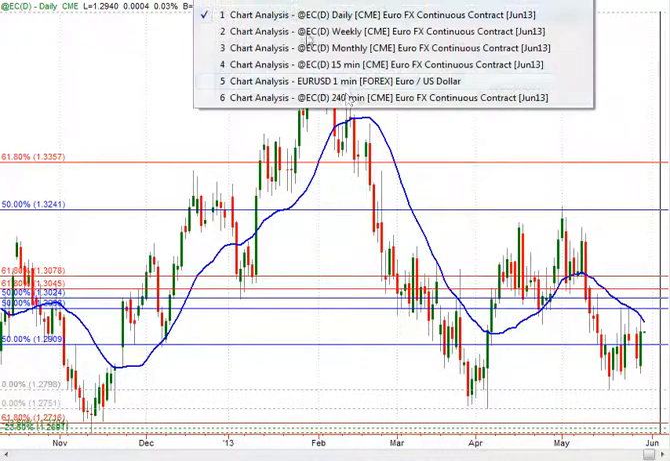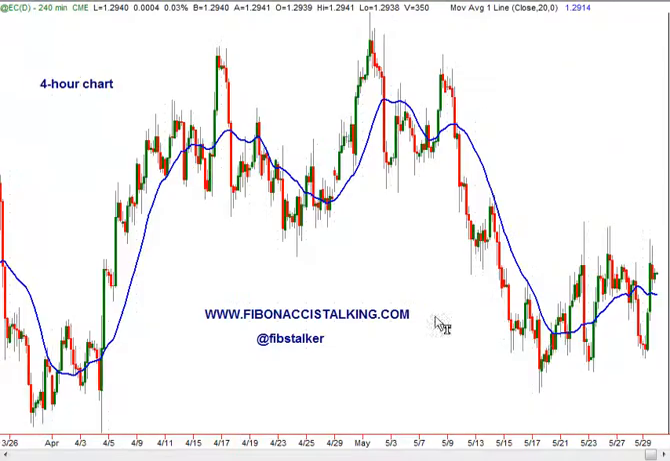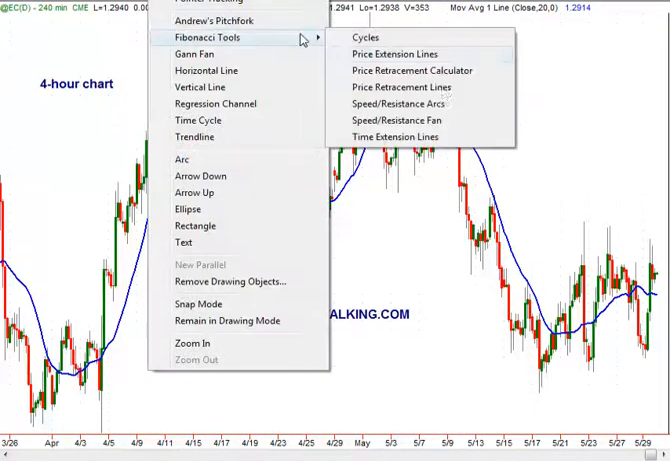Let's see the 240 minutes chart, so the 4-hour chart. And in this chart, it can be seen very clearly.